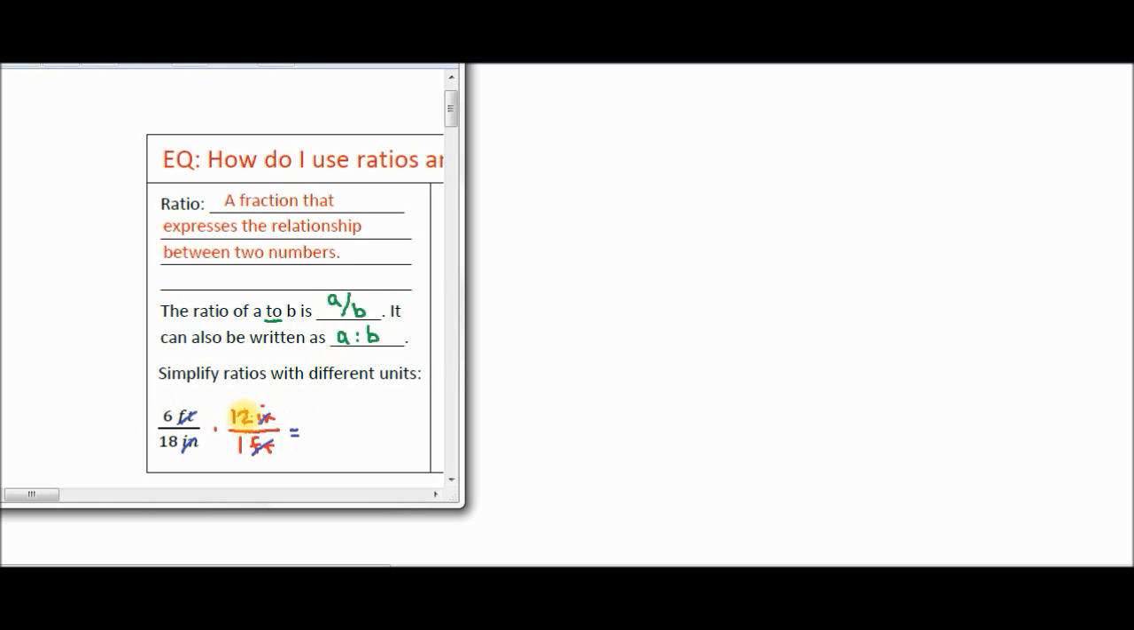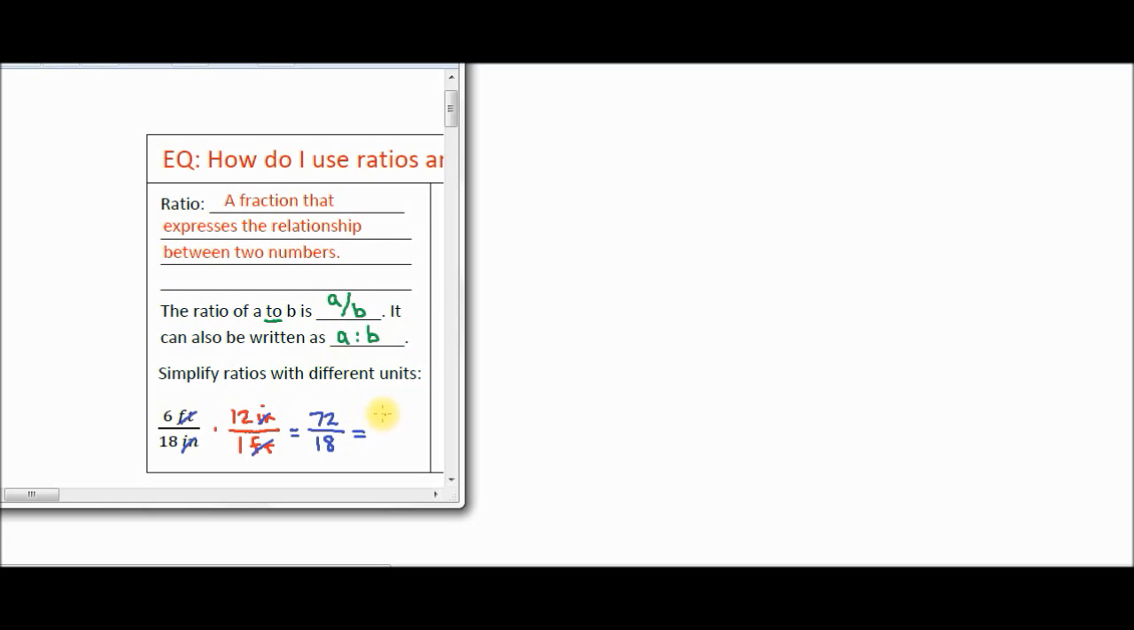This is 6 times 12. That is 72. And 18 times 1 is 18. And this is a ratio. Now we have a ratio that's 72 to 18. That is the correct ratio without units. That's the same ratio as this one, only now it doesn't have units. And we could actually simplify that.